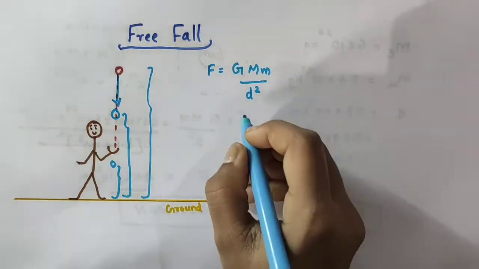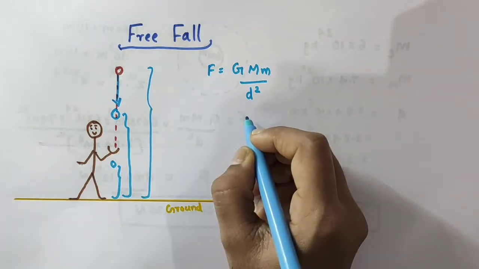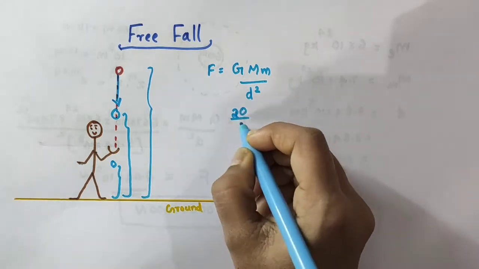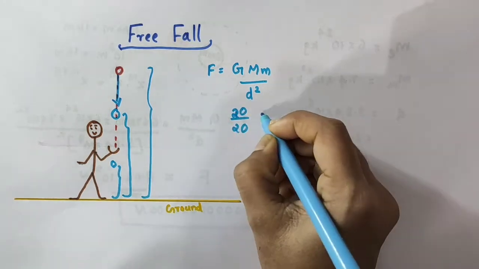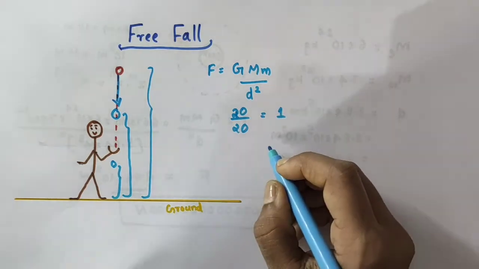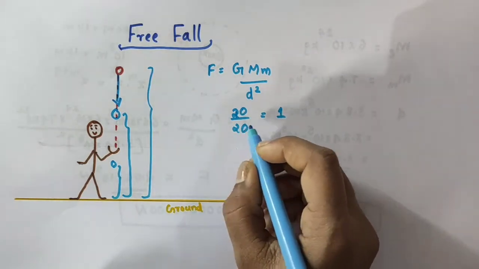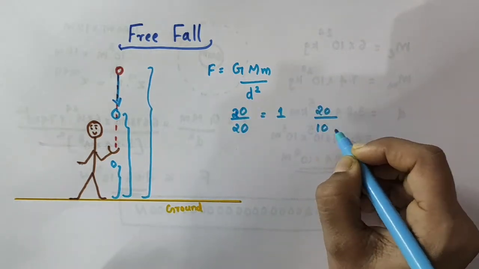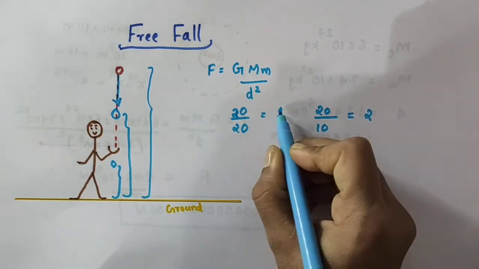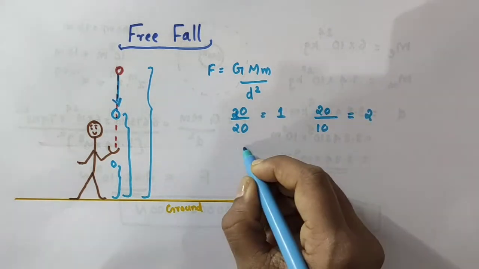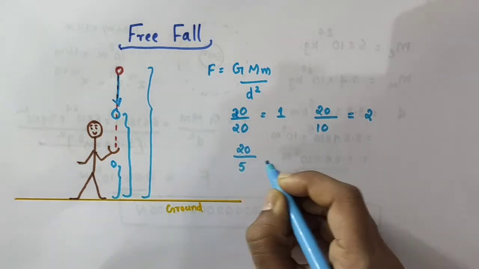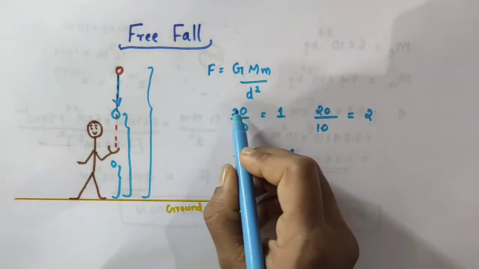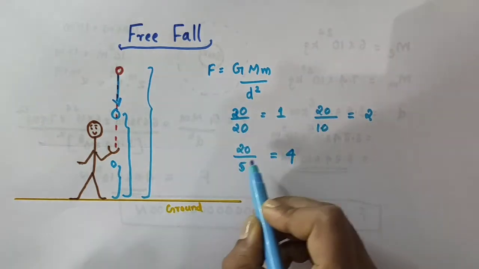For example, don't worry about that. Take 20 by 20. What is 20 by 20? Equal to 1. Next I'm fixing the numerator and decreasing the denominator to 10. So, what about the total value? 2. So, the total value increased. Next I am again decreasing the denominator to 5. So, what is the value? 4. So, you see, when we decrease the denominator, with the numerator fixed, the total value increases.